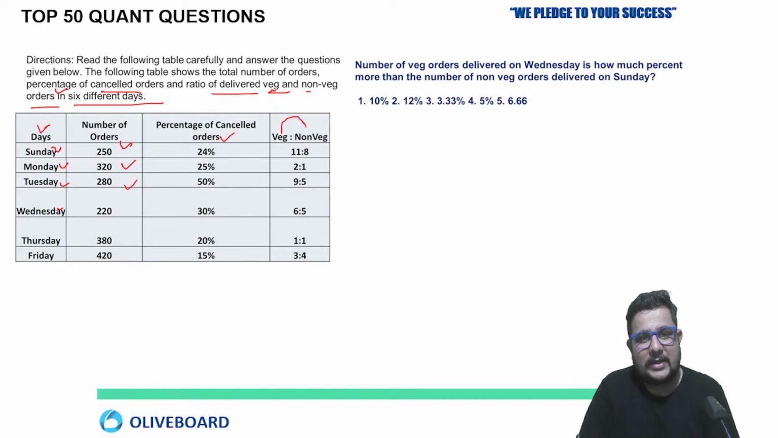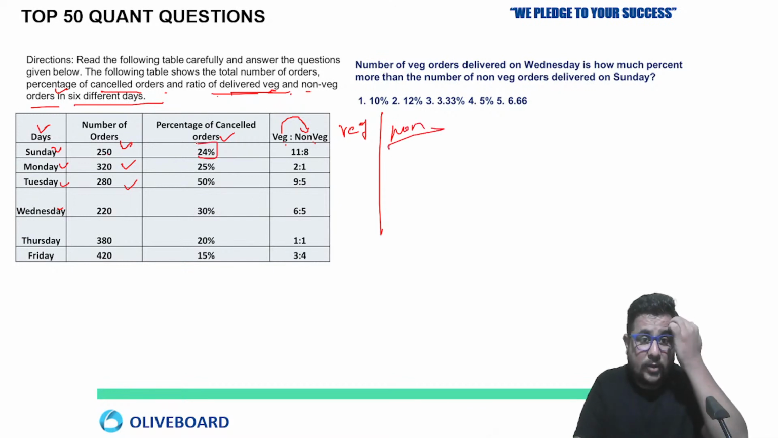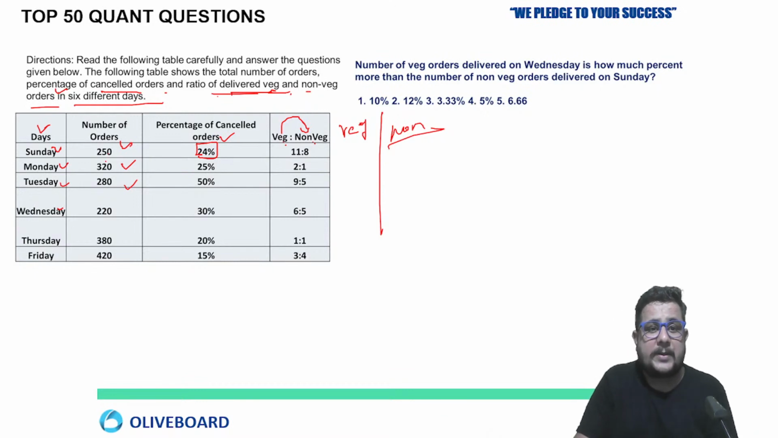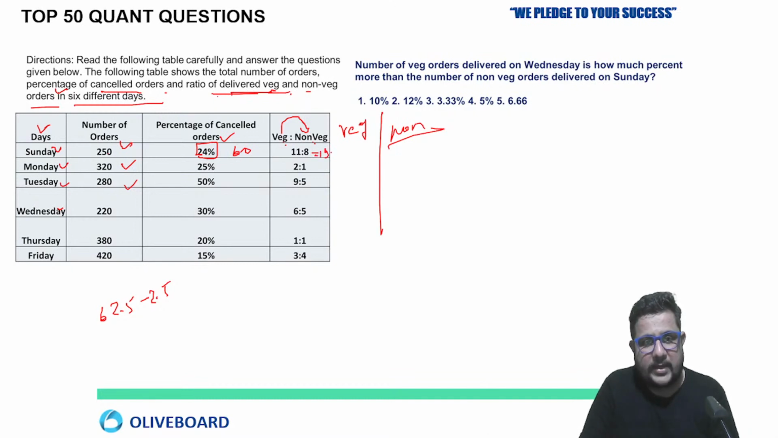So accepted we will count under veg and non-veg. The veg and non-veg ratio is going to tell you what was delivered. So after cancelled, we can easily get veg and non-veg from here. See, 250. 24% of 250 is going to be what? 25% of 250 is 62.5. 1% of 250 is 2.5, minus 2.5, so 60. Now 250 minus 60, so total 190 orders.